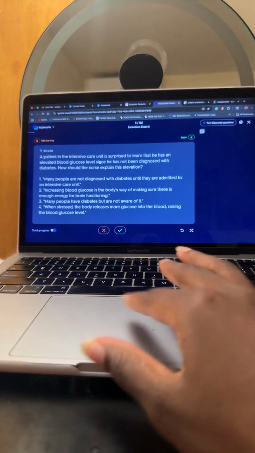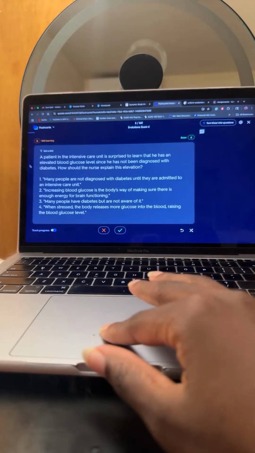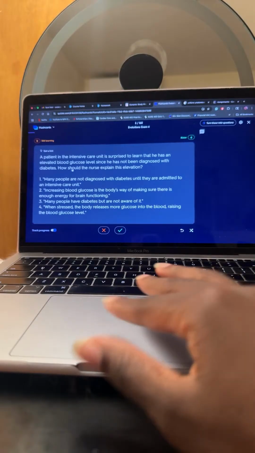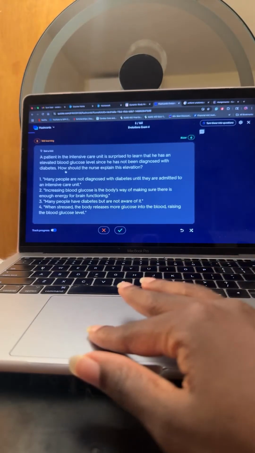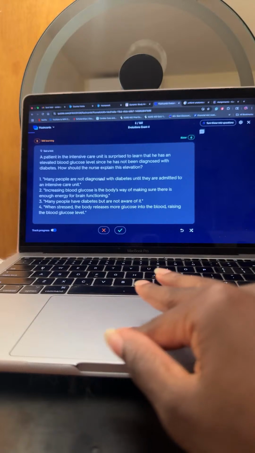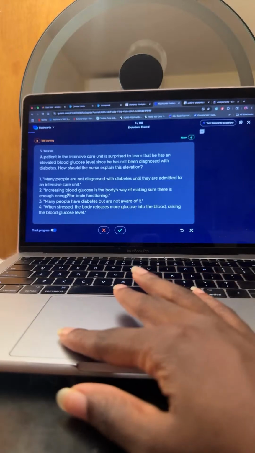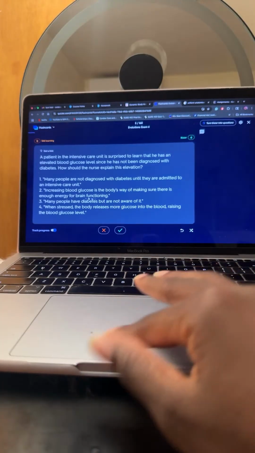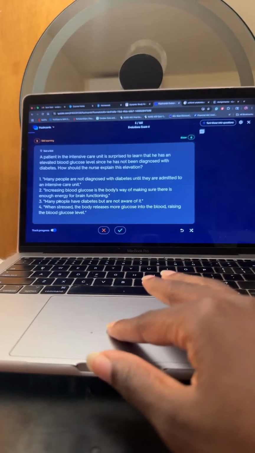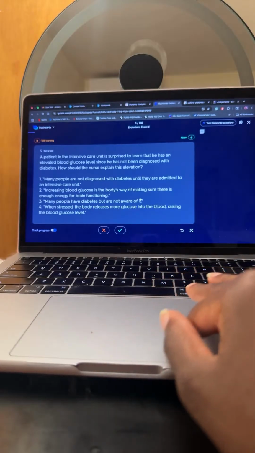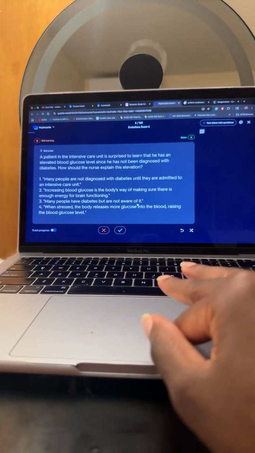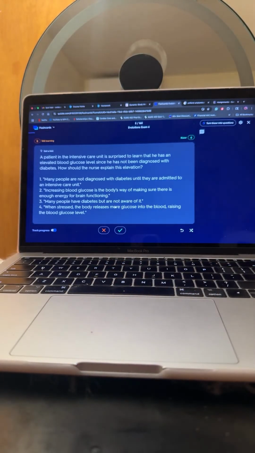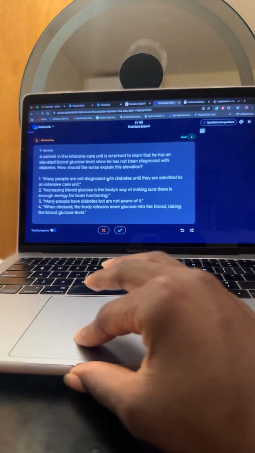A patient in the ICU is surprised to learn that he has an elevated blood glucose level since he has not been diagnosed with diabetes. How should the nurse explain this elevation? Okay, many people are not diagnosed with diabetes until they're admitted to an ICU. Increasing blood glucose is the body's way of making sure there is enough energy for brain function. Many people have diabetes but are not aware of it. When stressed, the body releases more glucose into the blood, raising the blood glucose level. So the only correct answer, really and truly, is 4.